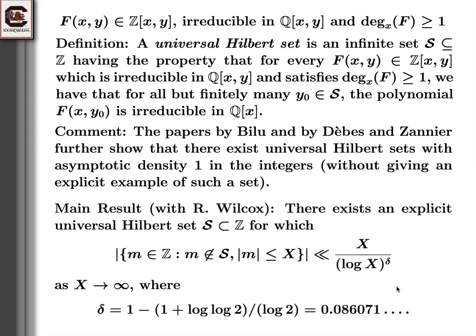The result with my student is a little bit stronger statement than that. First, we can make it explicit, which they didn't do, but we can say a very explicit set S here that has the property that if you look at the things that are not in S up to X, it's bounded by X over a power of log X. So it's a little bit better than saying little o of X, which would be what asymptotic density 1 means for irreducibility. It's less than a constant times X over log X to the delta, where this is delta. Again, the less than is like a big O, it means it's less than a constant times X over log X to the delta.